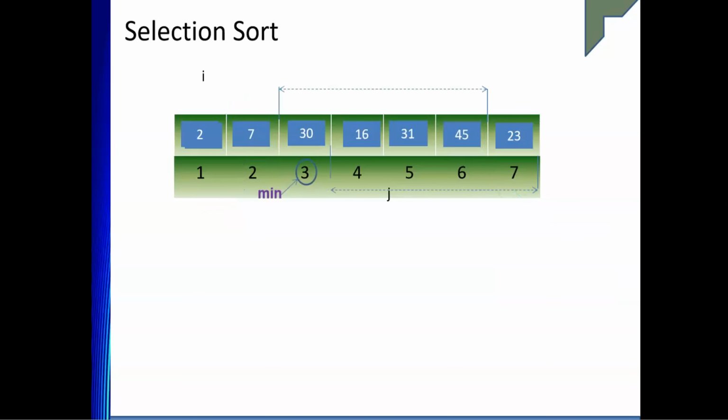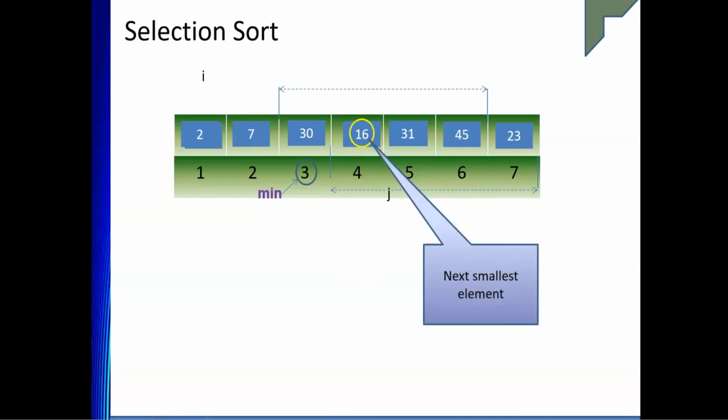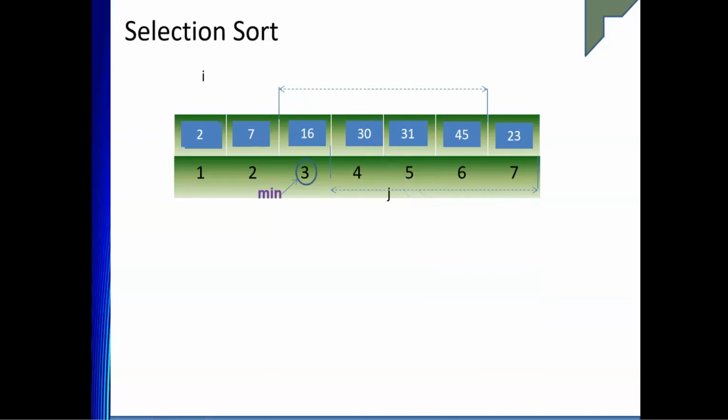So I will swap it. Next again I do the same: I consider now 30 to be the minimum. Now I will start comparing it. Can you tell me which one is the minimum? Yes, 16. So I got the next element to be 16. Then I will swap with 30.